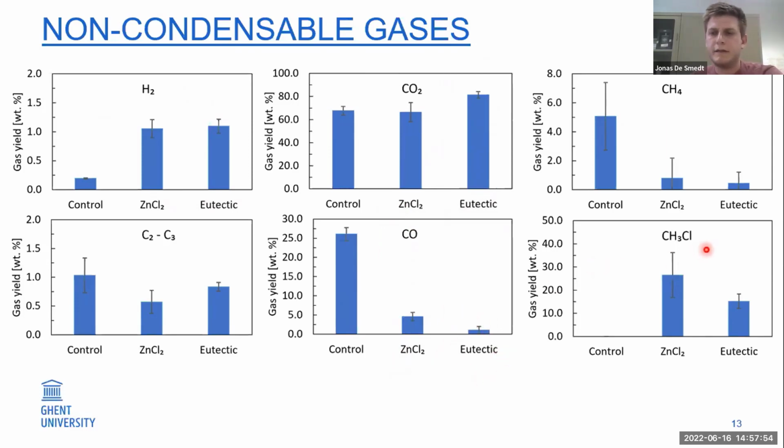And then also looking at the chloromethane production, we notice that we have a higher production of chloromethane with regard to zinc chloride, attributed to the fact that there is more chlorine present in the mixture, which then gives more chloromethane. And this compared to our eutectic, which has a bit lower chloromethane production.